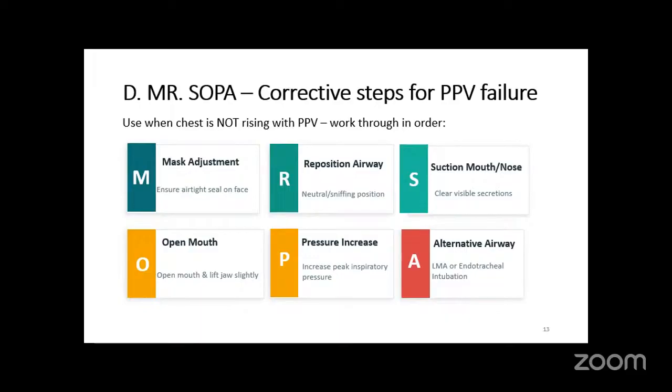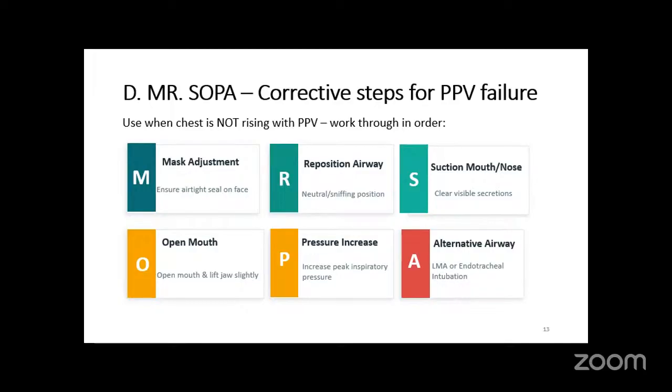Next, we have S. The S is just for suctioning. That is, suction the mouth, suction the nostril. Clear the airways vertically. We have O. O is open mouth. As we are delivering the positive pressure, the baby's mouth should be open to be able to receive it.